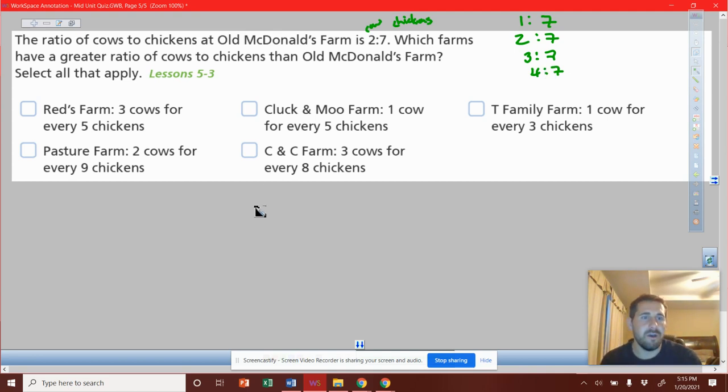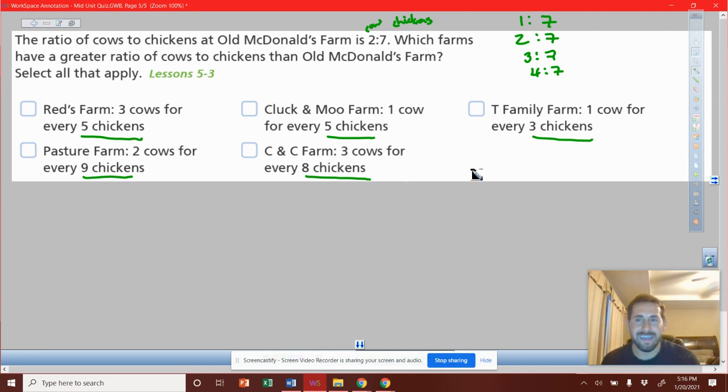So what we notice though is none of these are a direct relationship to this one, in the sense that we're not comparing them to 7 chickens. We've got 5 chickens here, 9 chickens here, 5 chickens here, 8 chickens here, and then 3 chickens. So how can I compare if the base number that we're comparing to, the chickens rate, is not the same? So we're going to have to convert these.